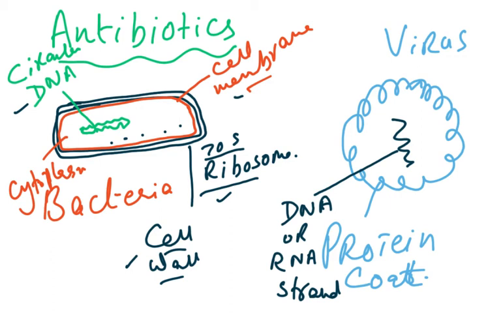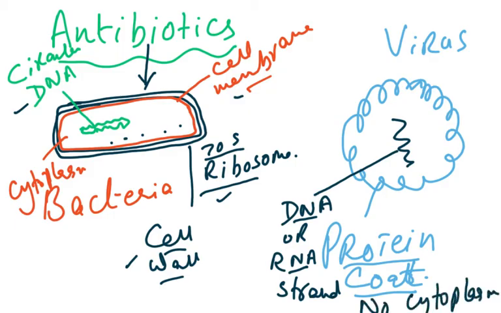But antibiotics will kill bacteria, but they will not kill viruses. The reason why is that a virus does not have any of these structures. The bacteria has a cell wall, but the virus does not have a cell wall. Virus does not have a cell membrane. Virus does not have 70S ribosomes. Virus only and only has a protein coat and a DNA or an RNA strand. It has no cytoplasm. I keep on saying this again and again because I feel students are not very clear on this. So antibiotics will only kill bacteria. They will not kill viruses.